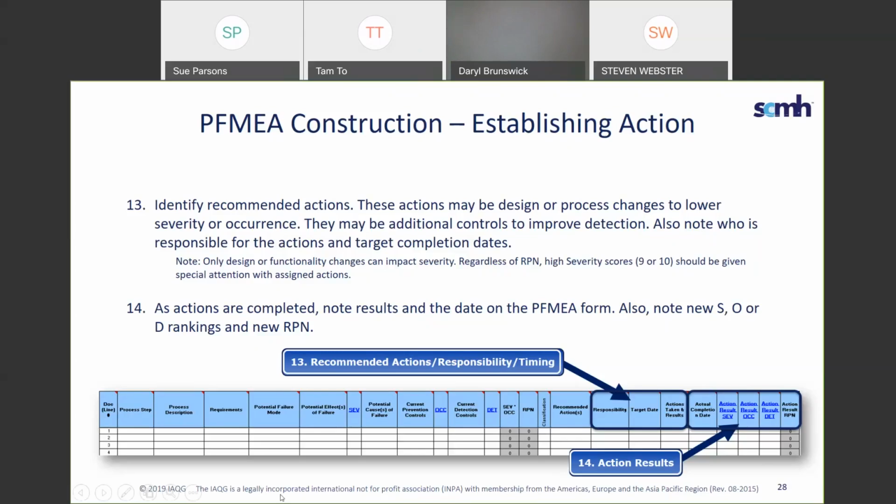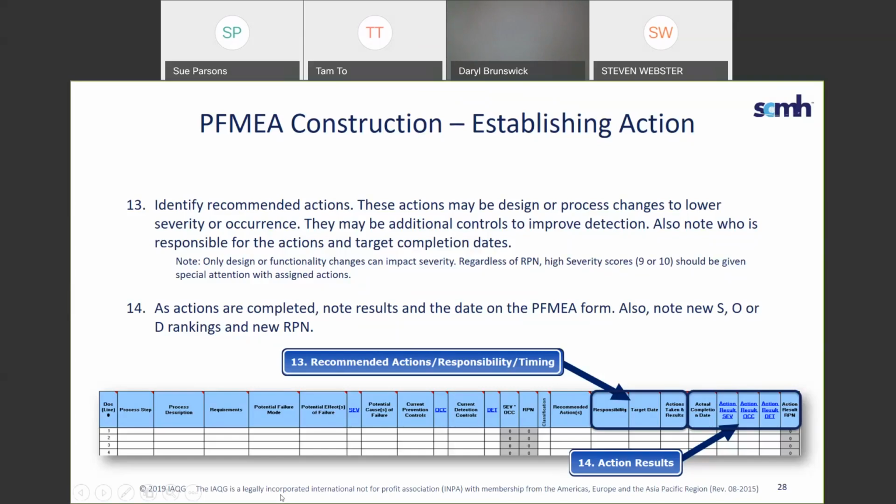Okay, and typically, regardless of RPN, if you have a severity of 9 or 10, that should be given special attention with design action. So even if you have a lower RPN, if you have a 9 or a 10 on severity, in most cases you're going to be looking at the design to say, how do I remove that issue from occurring, and how do I make sure it doesn't happen? If I can't change the design, I really want to prevent it from ever happening. So I want to do preventive controls on that.